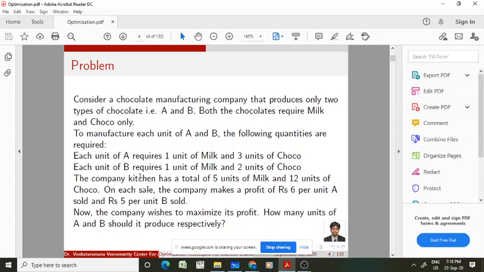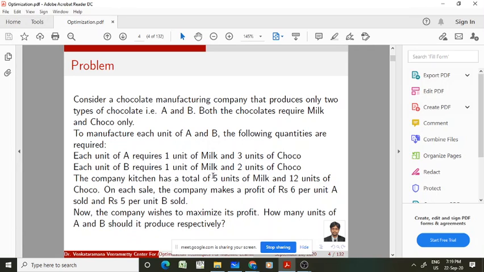And if the company wants to produce 1 unit of chocolate B, it requires 1 unit of milk and 2 units of choco. Milk and choco are the raw materials, and A and B are the types of chocolate, like Dairy Milk or Snickers. To prepare 1 unit of A, it requires 1 unit of milk and 3 units of choco. To prepare 1 unit of B, it requires 1 unit of milk and 2 units of choco.